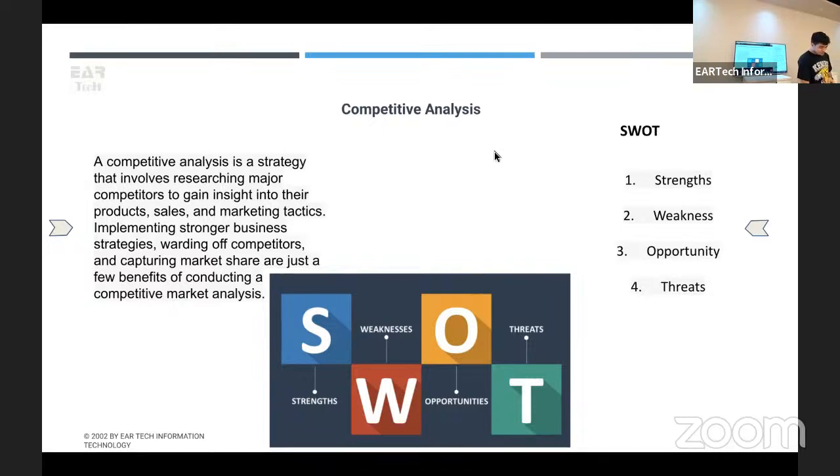Yeah. So this is very important for a company: to highlight the strengths, weaknesses, opportunities, and threats of a market, and then work around it and try to improve it and introduce a better product.